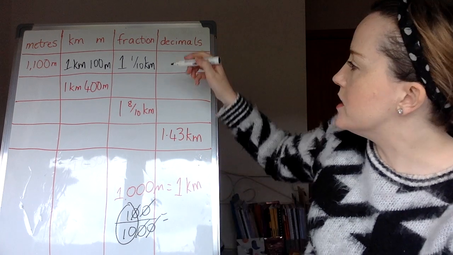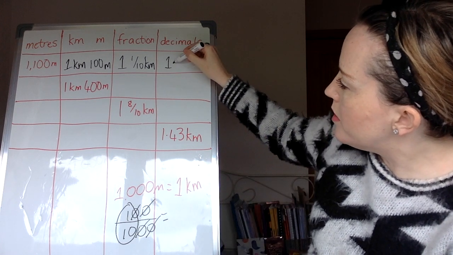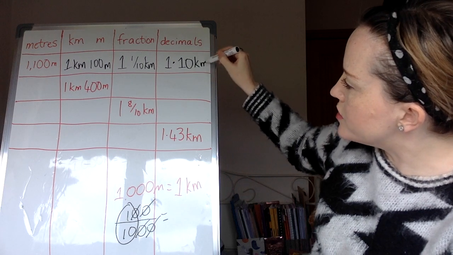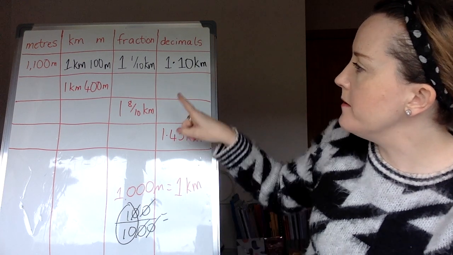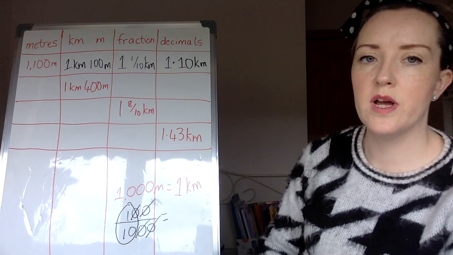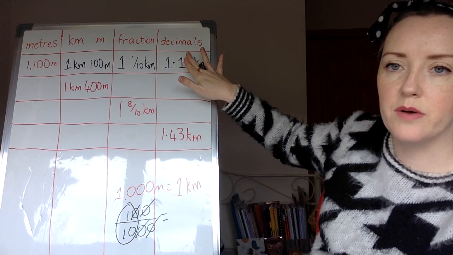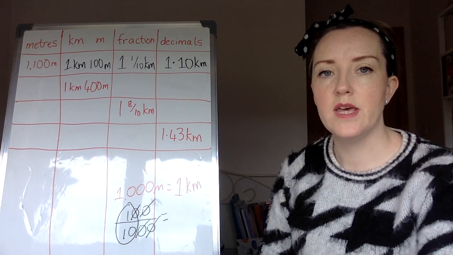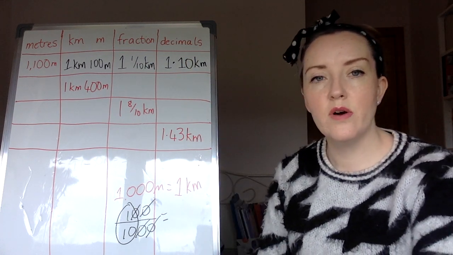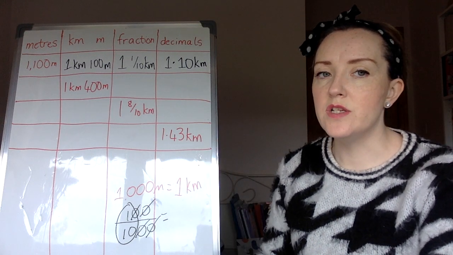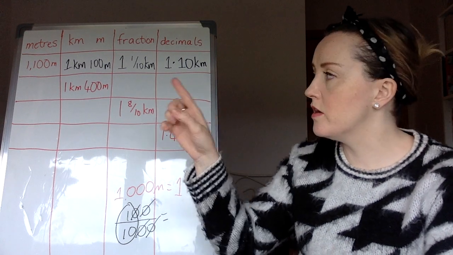Very good. It's 1.10. Don't forget your unit of measurement, kilometres. Okay? 1.10 kilometres. It could be 1.1 kilometre, which would still be the right answer. Okay? But you can do 1.1 kilometre if you want to copy the one down here. Okay, so I hope that makes sense. We're going to go on to the next one now, and we'll complete that one together.